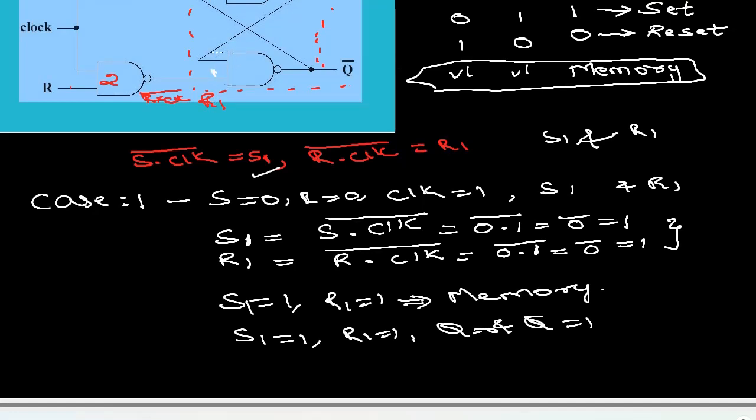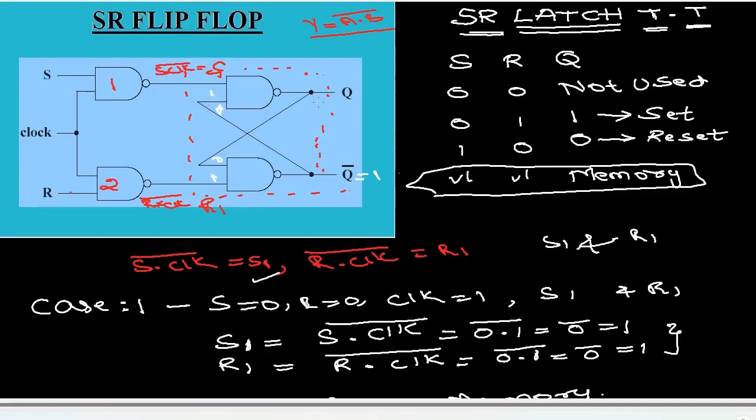So the output for Q bar is 1, since with any one input at 0 the output will be 1. Same way I am taking this value here. So S is 1, R is 1, S1 is 1, R1 is 1, Q is 0. So here Q is 0. So our assumption is right.